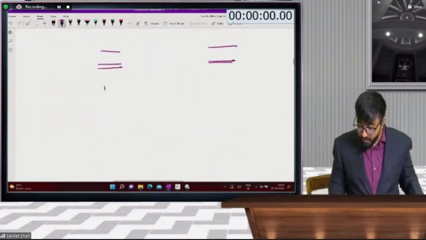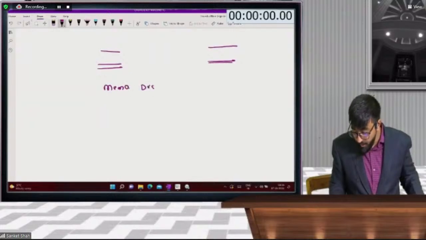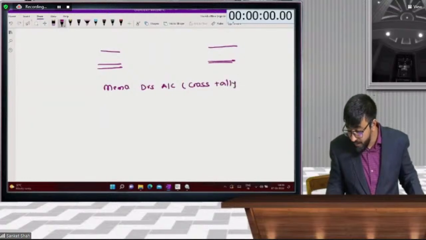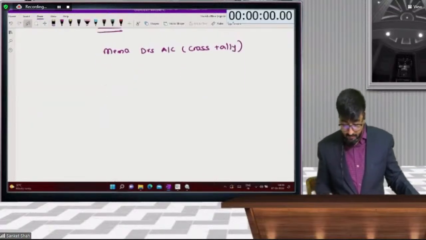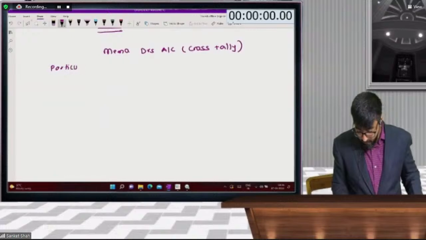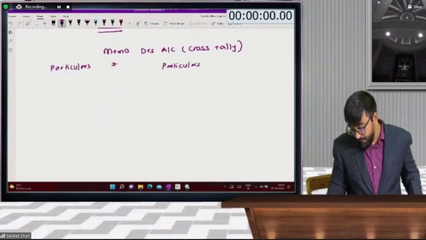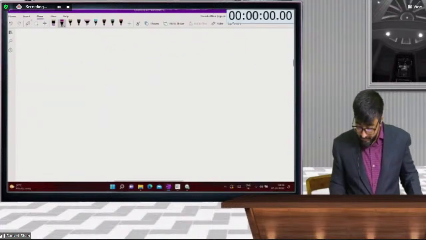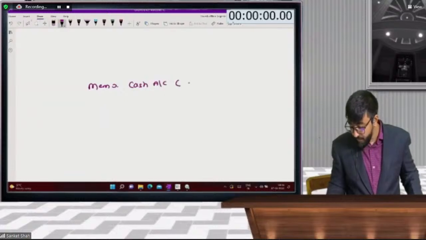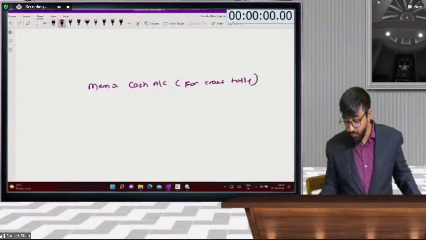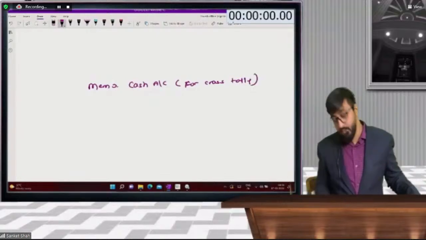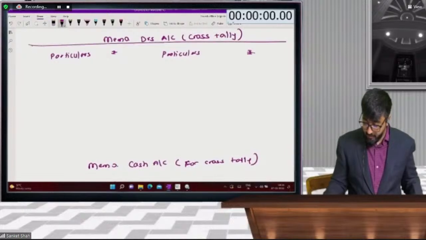Now memorandum accounts are also open. Memorandum debtors account for cross tally. Why are we opening this? For cross tally, 6 lines. And after 6 lines, memorandum cash account, for cross tally, is also for 6 lines. Memorandum cash account and memorandum debtors account. Draw fast.